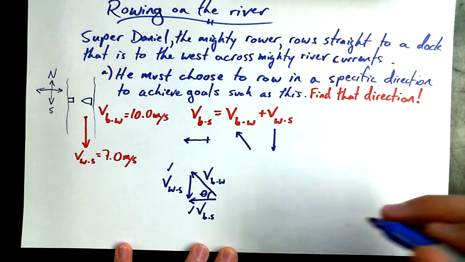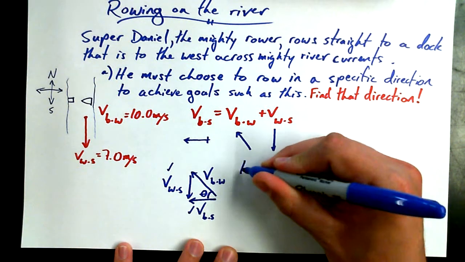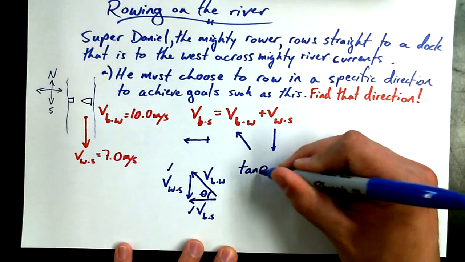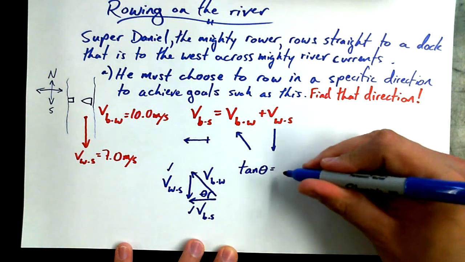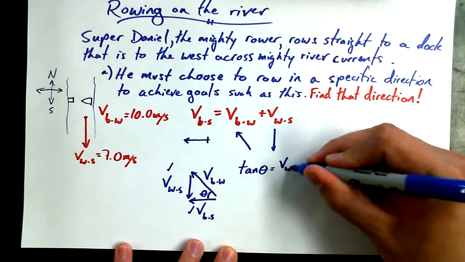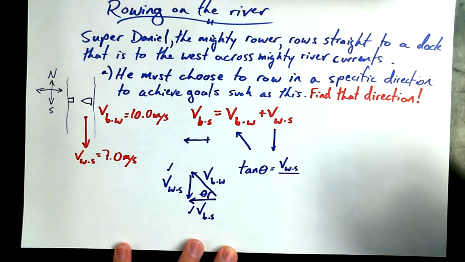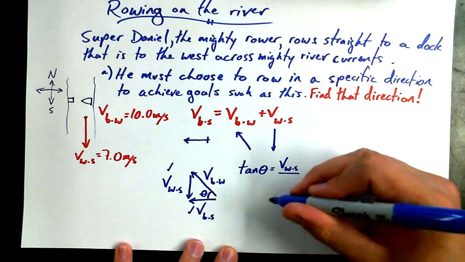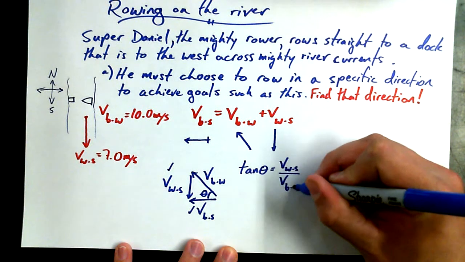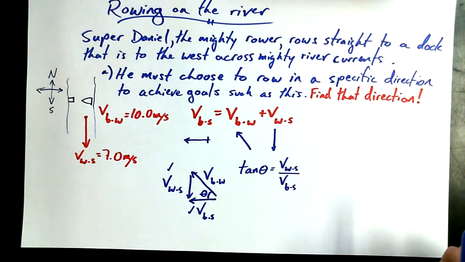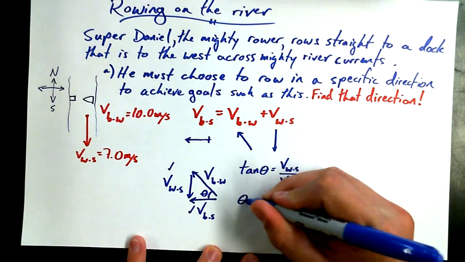TOA. We've got the opposite and the adjacent. So if I want to know the direction in which Daniel must point himself in order to achieve his dreams and goals, tan theta is equal to opposite, VWS in this case. So we have to have some sense about this. VWS divided by VBS. So we get to say BS one more time. And we can calculate our theta value.